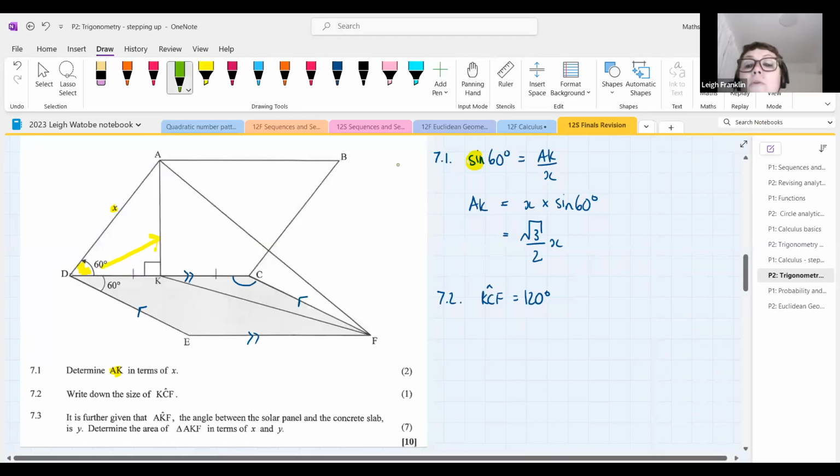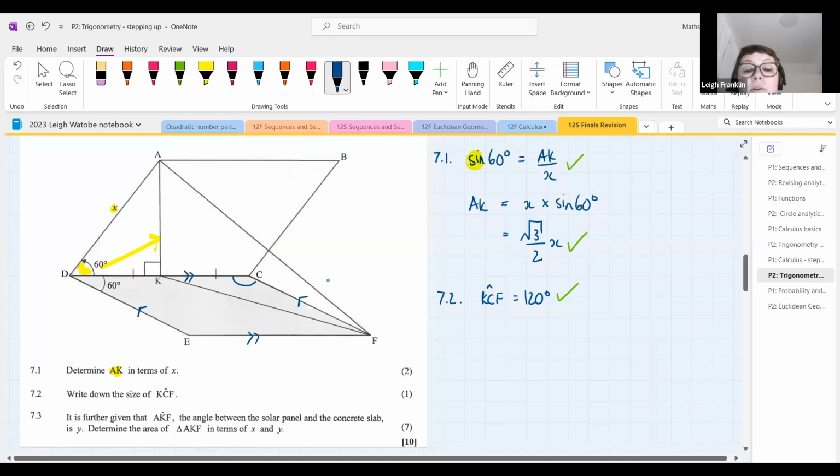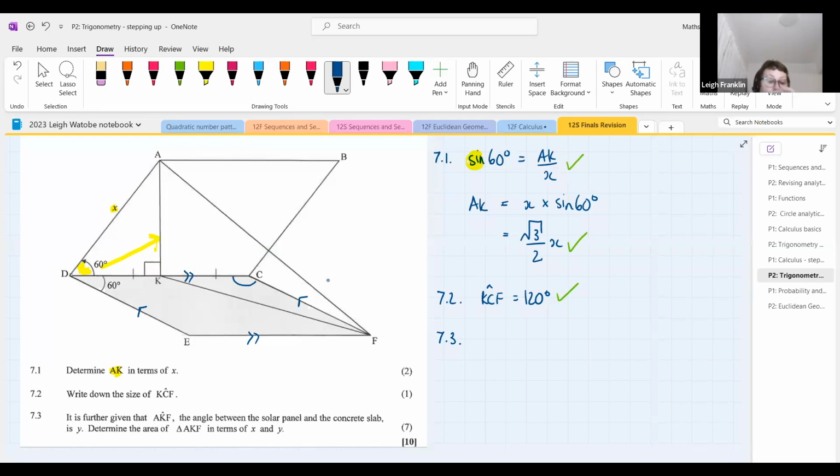So a mark for subbing in, a mark for our answer. And now, the real reason why we are doing this question is because of 7.3. So now let's see what they want from us. It is further given that AKF, let's just find AKF. So AKF is this angle over here. Oh, no, hang on. It's that angle over there. That's AKF.